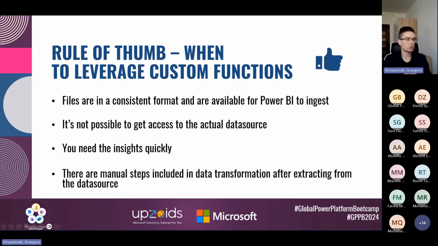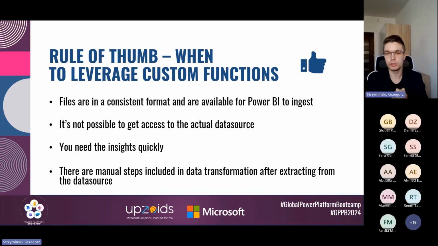And also there are some manual steps included in the data transformation after extracting from the data source. So maybe some data analyst or data quality officer might be doing some quality checks and adjusting some points in the data after it is extracted. Some manual amendments or controls are being done. That might be something that's not necessarily possible to automate at this point. It just needs a human to do it and sense check the data. So if you have something like that, it's also a use case for the custom functions.